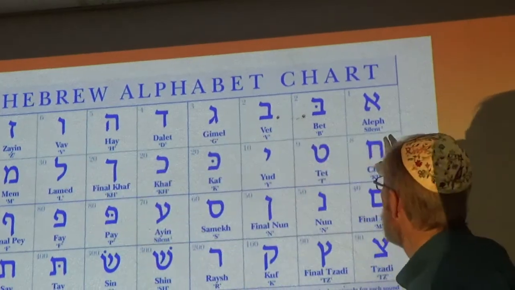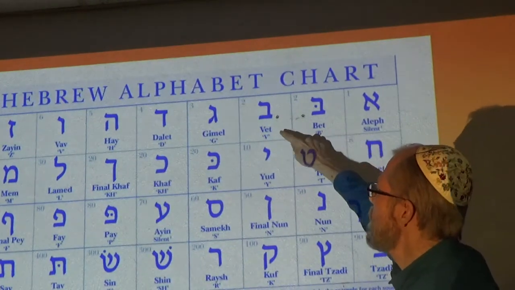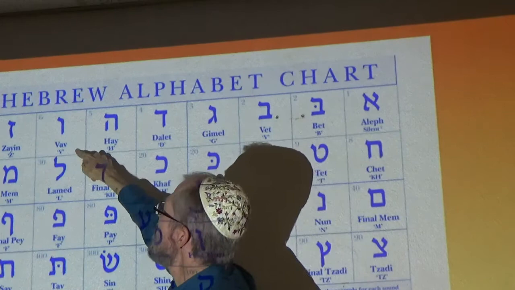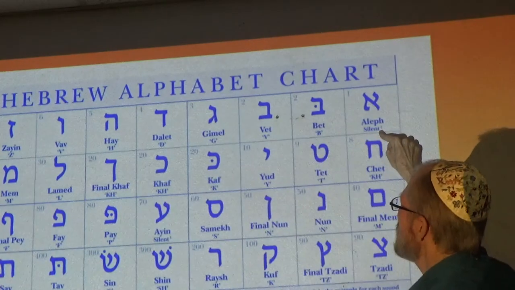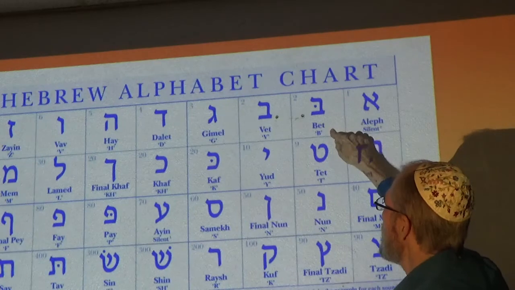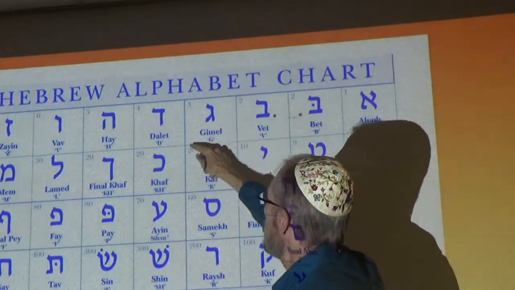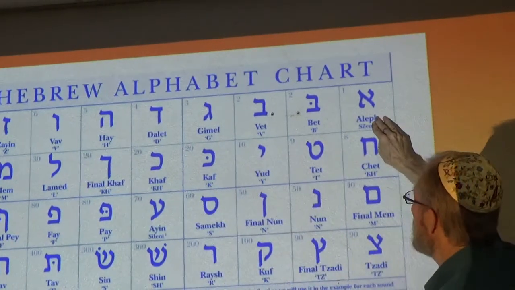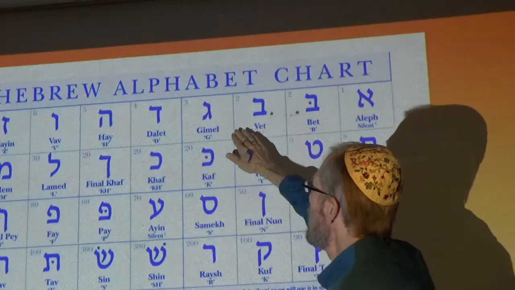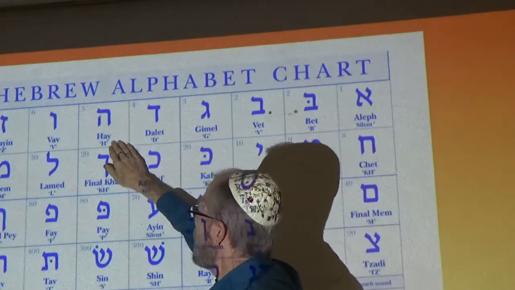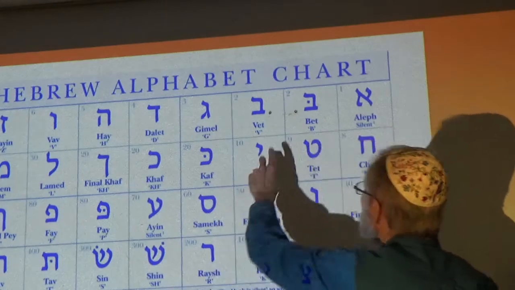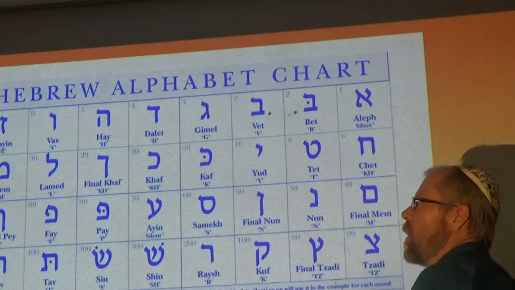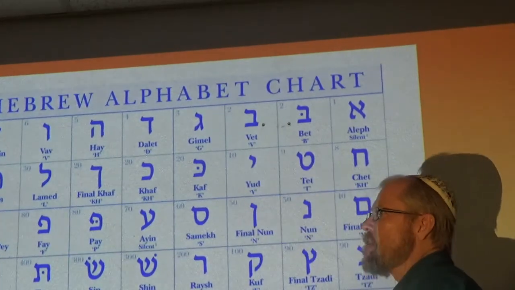Let's do the sounds. Ready? Silent, B, V, G, D, H, V. Do it again. Silent, B, V, G, D, H, V. And what makes this B and V is the dot. If it has the dot, it's the B sound. If it doesn't have the dot, then it's a softer V sound.